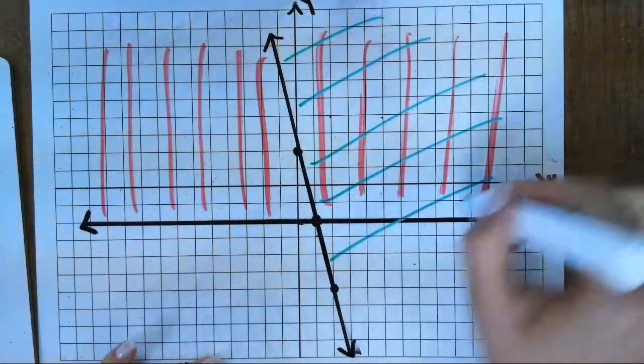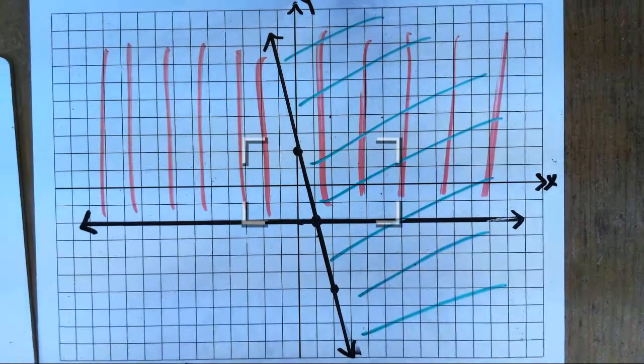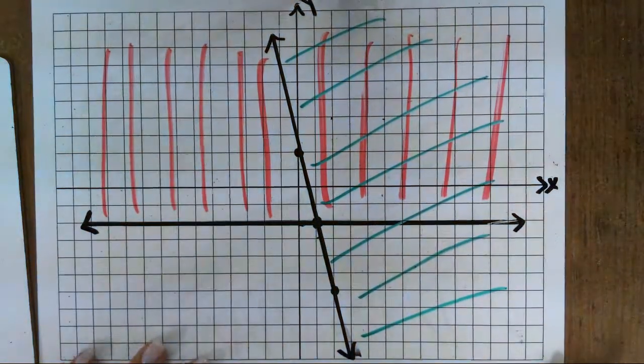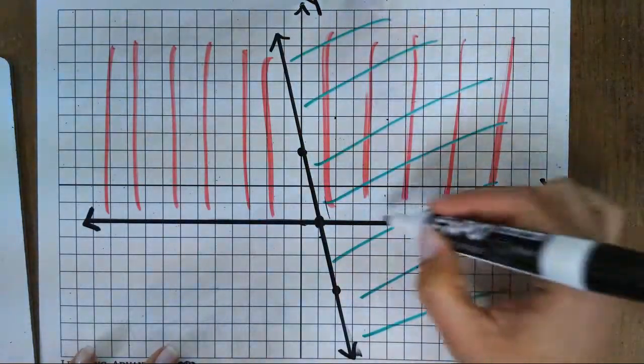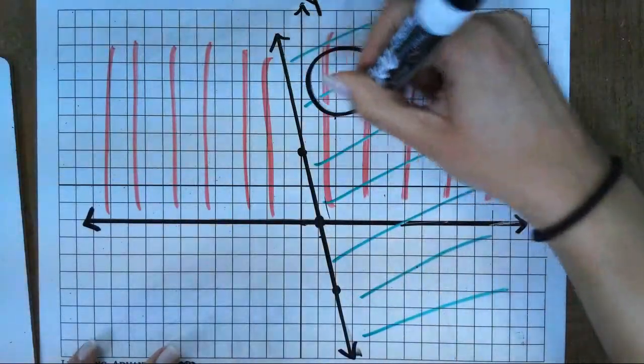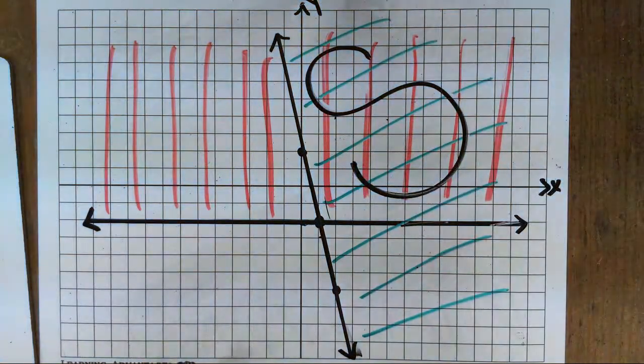And you can see where it intersects, or where they overlap. So my solution for this inequality is just this section right here. I'm just going to put an S there for solution.